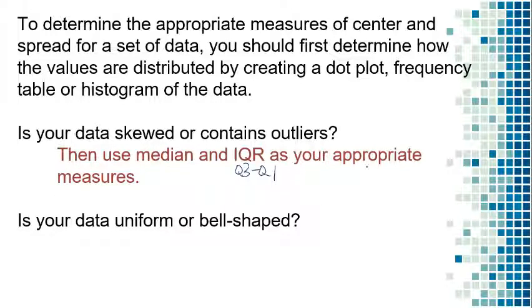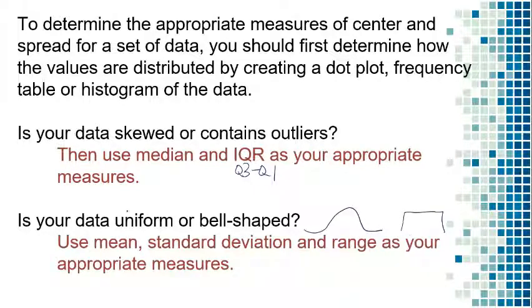If it's uniform or bell-shaped, remember, here's your bell shape, or uniform would be something kind of like this, or it makes a rectangle, we're going to use the mean, standard deviation, and range as appropriate measures. So there's two different scenarios that you'll have to look for. If it's skewed or contains outliers, median and IQR. If it's uniform or bell-shaped, mean, standard deviation, and range.